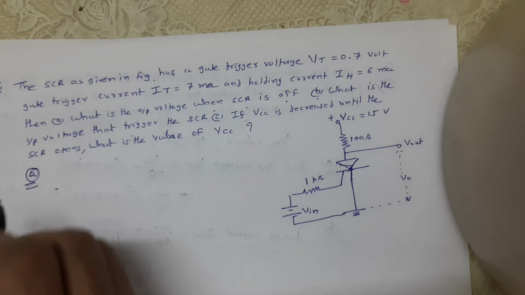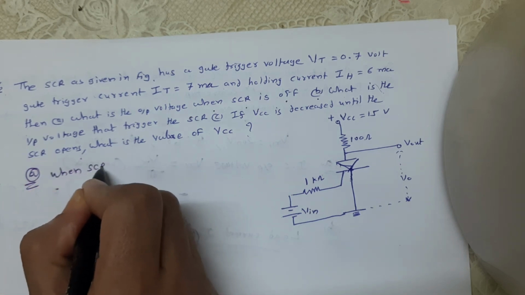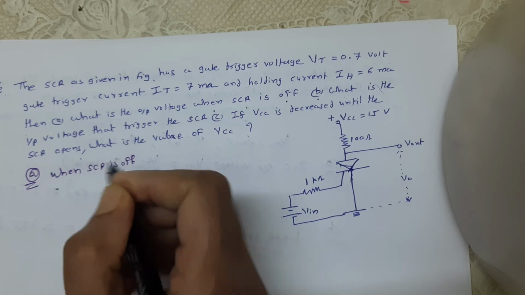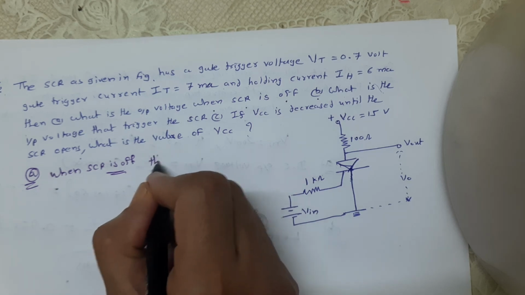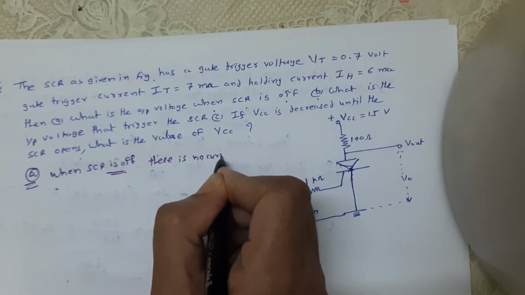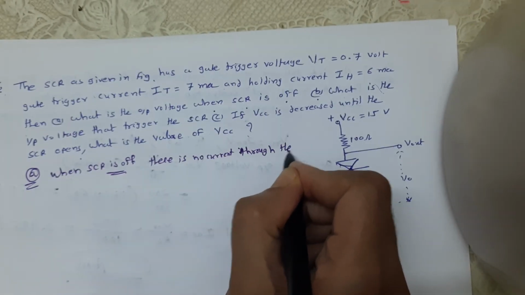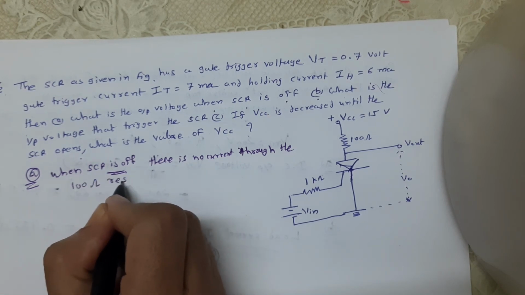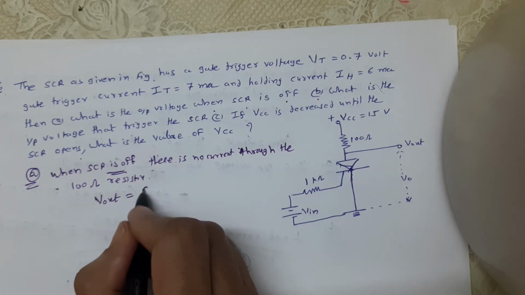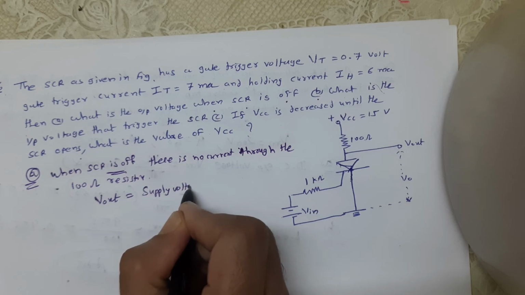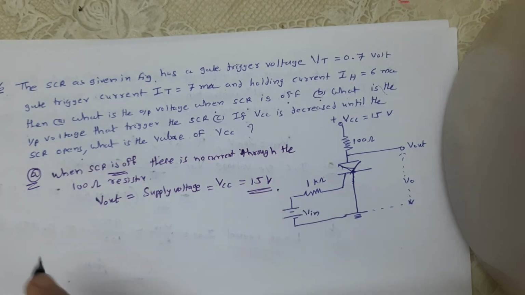So from the solution of A, when the SCR is off, that means it is not conducting. There is no current through the 100 ohm resistor. Therefore, V output is equal to supply voltage, and it is equal to VCC, and it is equal to 15 volt.